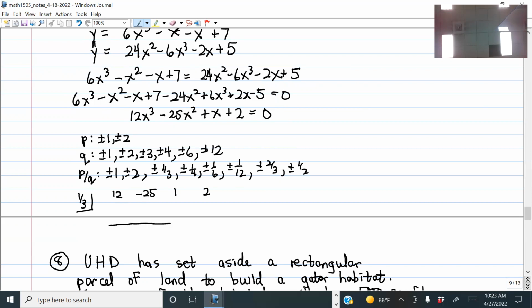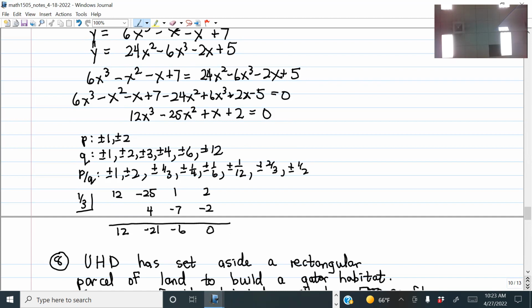And now let's do the synthetic division. So you bring down 12. 1/3 times 12 is 4. That's not bad. Minus 25 plus 4 is minus 21, right? 1/3 times minus 21 is minus 7. 1 and minus 7 is minus 6, and 1/3 times minus 6 is minus 2. Wow, Amanda, your intuition is fantastic. Okay, so I'm so happy. So we found one immediately, 1/3.